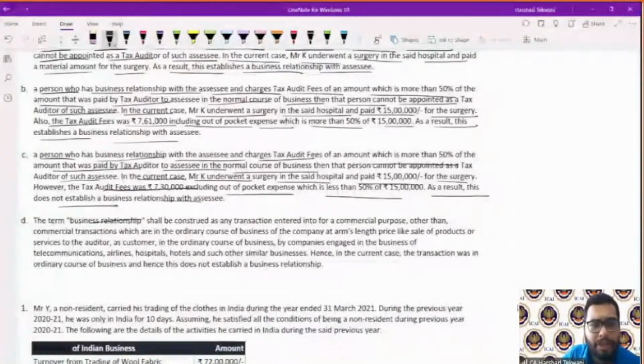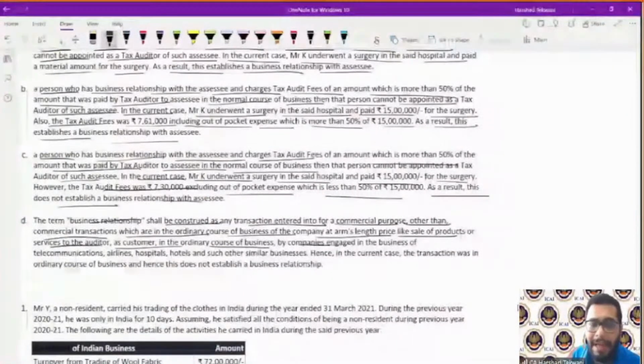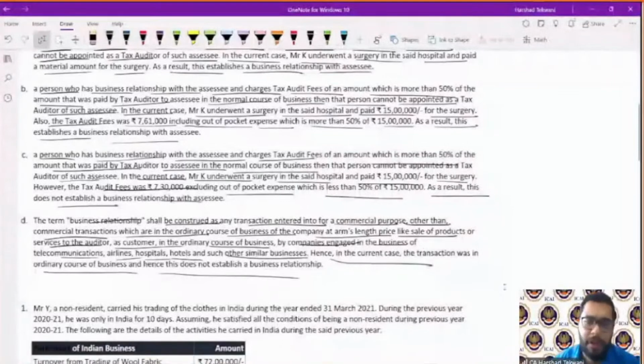The term business relationship, D option: the term business relationship shall be construed as any transaction entered into for commercial purpose other than commercial transactions which are in ordinary course of business of company at arm's length price, like sale of products or service to auditor as a customer in ordinary course of business by companies engaged in the business of telecommunication, airlines, hospital, hotels, and such similar businesses. Hence, in the current case, transaction was in ordinary course of business and this does not establish business relationship.